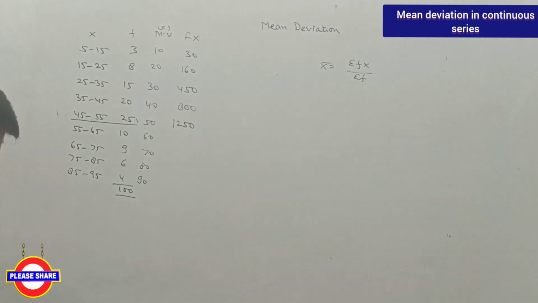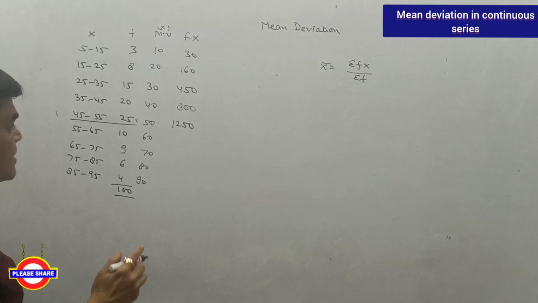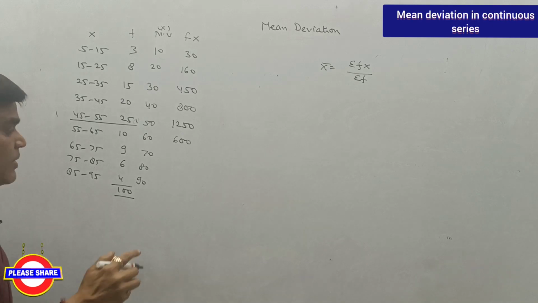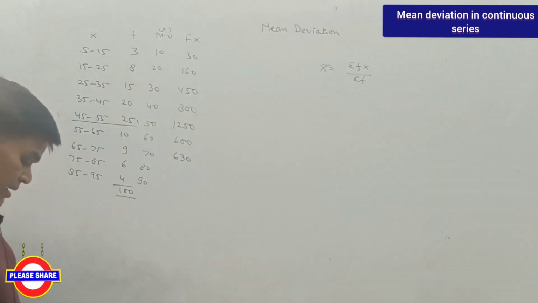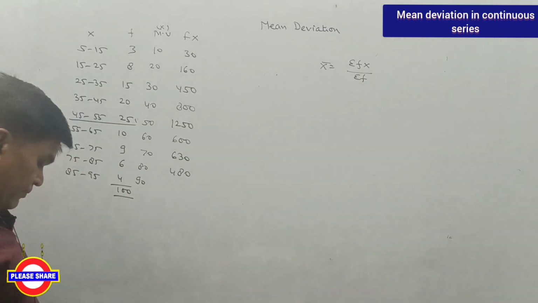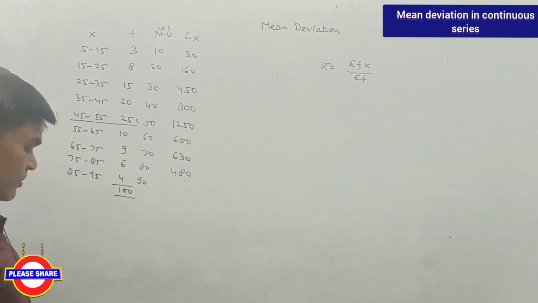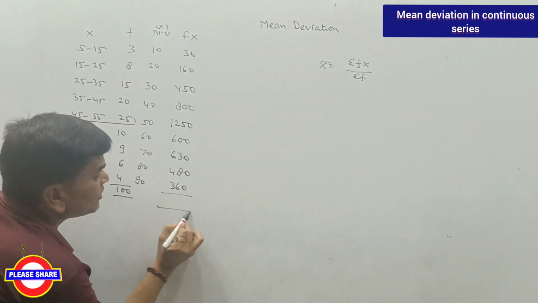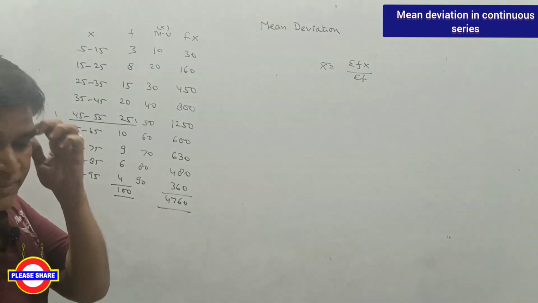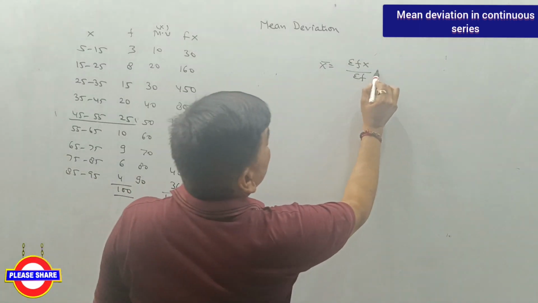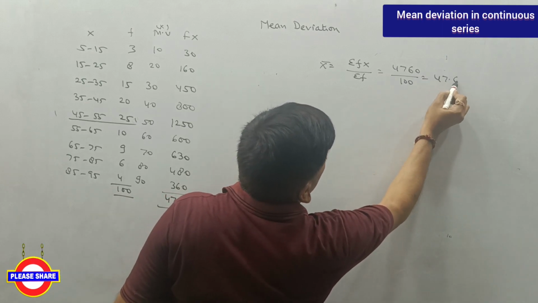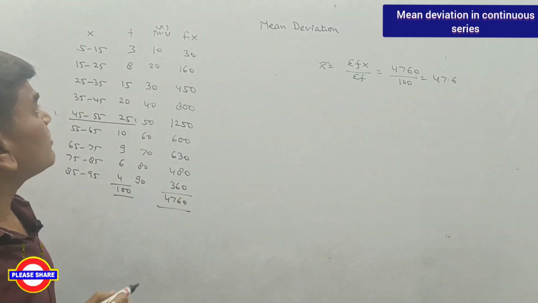1250. 10 multiplied by 60 is 600. 9 multiplied by 70 is 630. 6 multiplied by 80 is 480. 4 multiplied by 90 is 360. So the addition of these is 4760. So the arithmetic mean is 4760 divided by 100, that is 47.6. This will be our arithmetic mean.